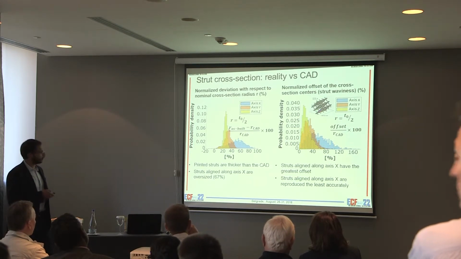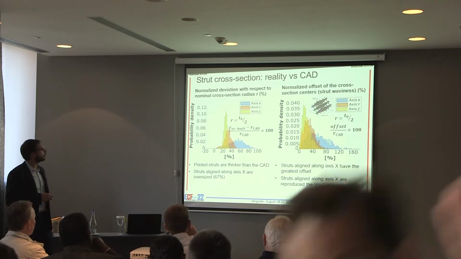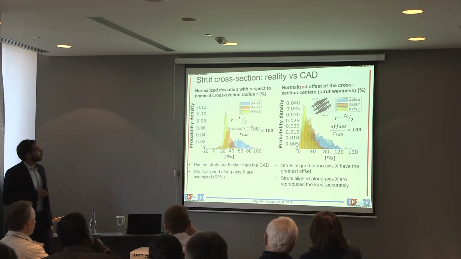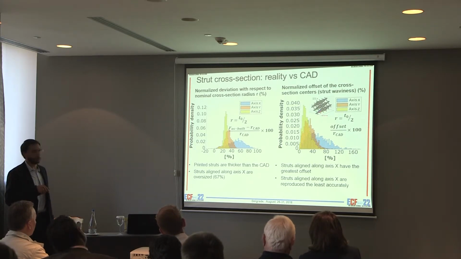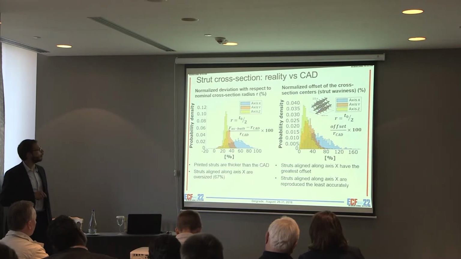And on the left, this graph shows the offset of the center of the cross-section from the ideal position. We can see that there is an offset, and again, the struts found in the printing plane have a greater offset from the ideal position.